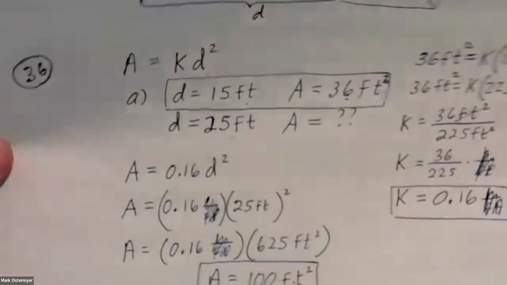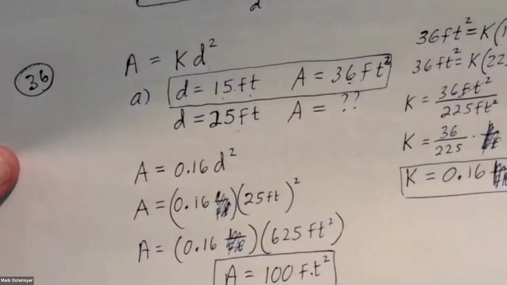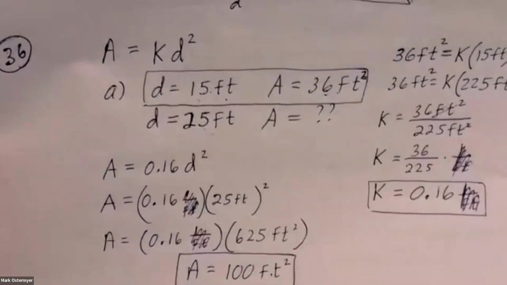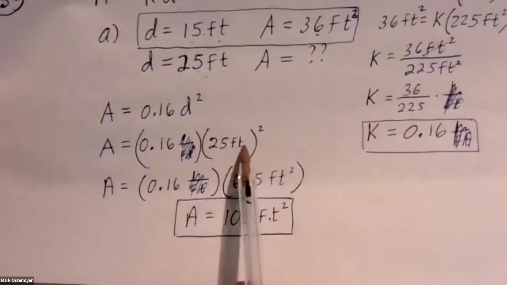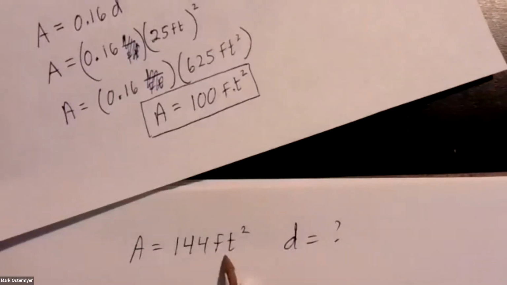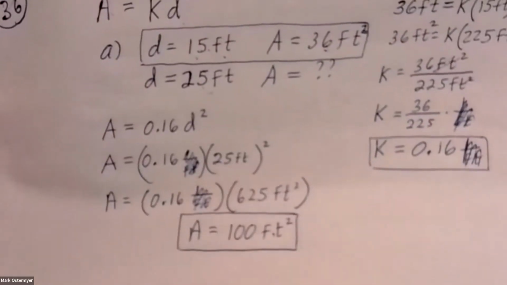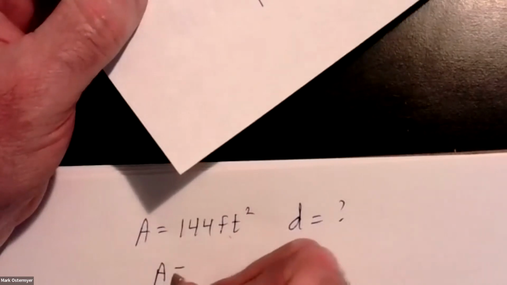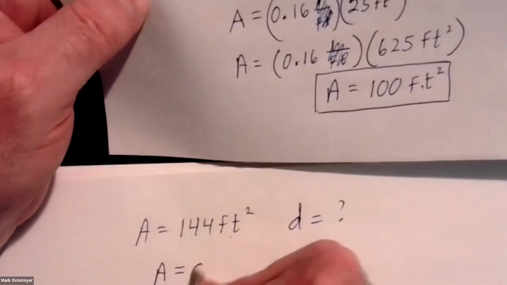Well, let me ask you this, ladies and gentlemen. Do you think that the distance has to be greater than or less than 25 feet if the projected image is 144 square feet? What do you think? Greater than. It's got to be greater than, because when we were 25 feet away from the wall, our projected image area was 100 square feet, but now it's 144 square feet. So when I get done solving for distance, it had better be larger than 25 feet, or else we made a mistake somewhere.